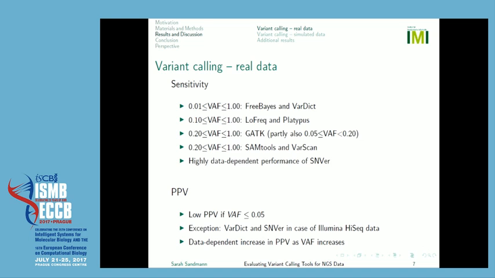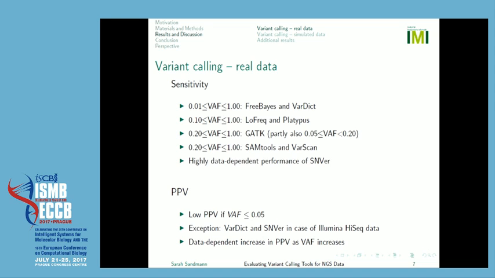The only exception, and it was a very special case, was VarDict and SNVer in the case of the Illumina HiSeq data. So when you're using these tools, maybe you're a lucky one and you got one of these special cases with a high PPV, but you cannot rely on this. However, we could observe what we also expected: a data-dependent increase in PPV as the allelic frequency also increased.